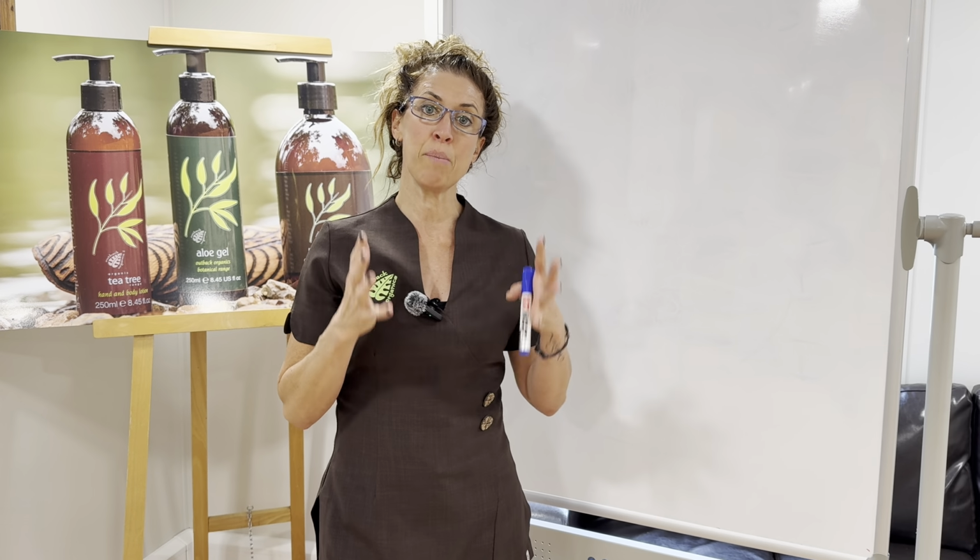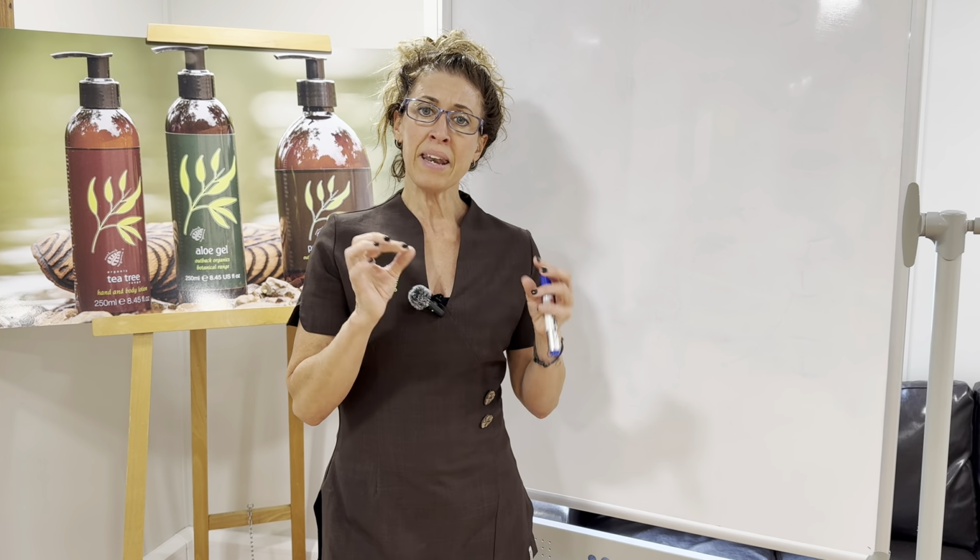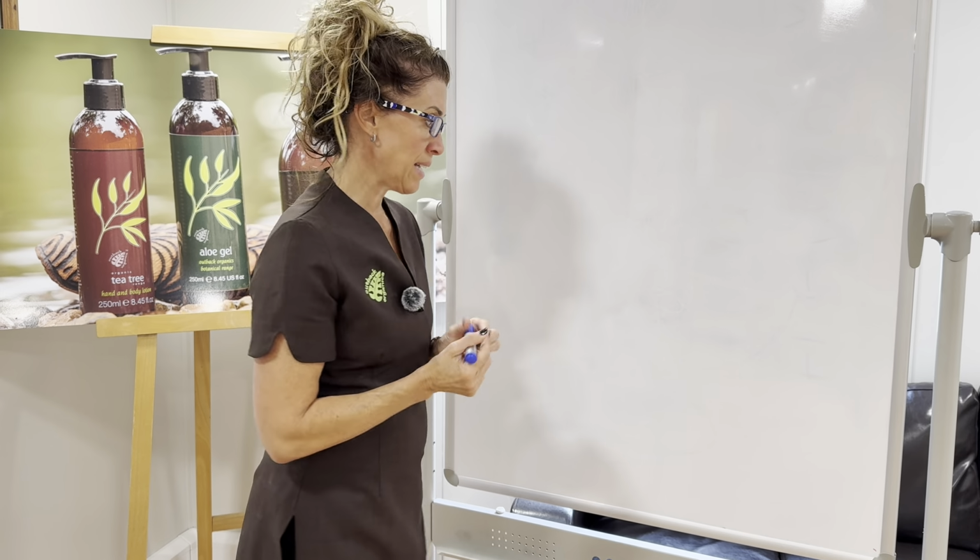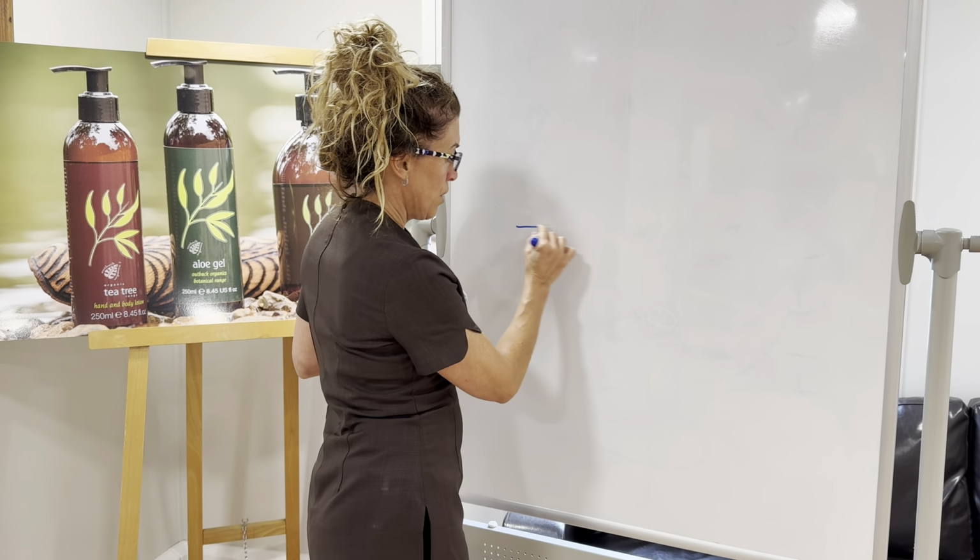And the main one I want to focus on is the most important one because this is the one that gives the longevity of your wax. So, in other words, the amount of time your client is without hair. That is anagen. And anagen is where the hair is still connected to the bulb.